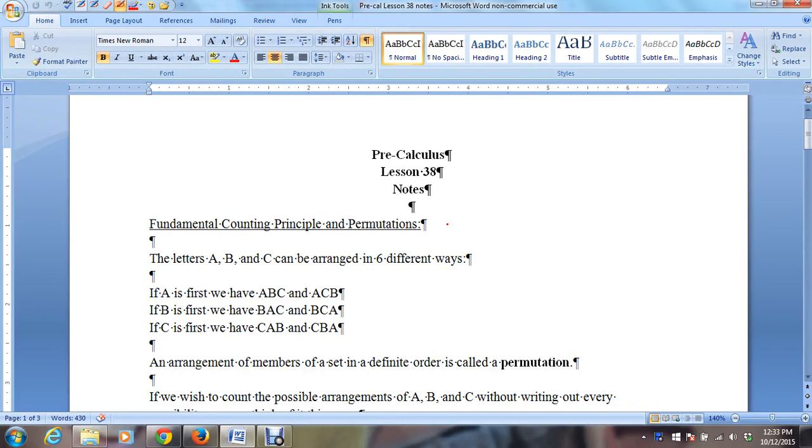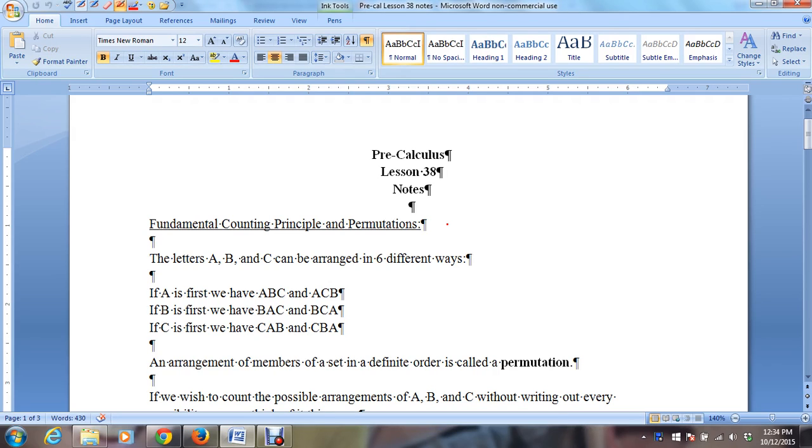Okay, this is lesson 38, and we're going to talk about the fundamental counting principle and permutations. A permutation is just an arrangement of members of a set in a definite order. So you could talk about arranging the letters A, B, and C, and that would be a permutation. There are 6 different permutations of A, B, and C.